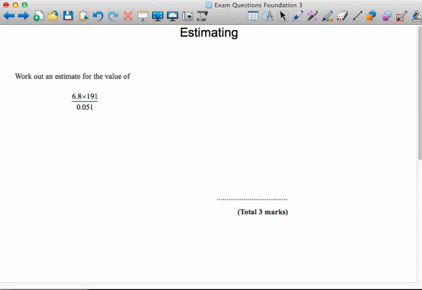Now what you're not expected to do here is long multiplication or long division. What we do is we find each of these numbers to one significant figure first. So if I write these to one significant figure, 6.8 becomes 7, 191 becomes 200. So with one significant figure, I can only have one non-zero figure, and then to keep the size right, I use zeros to fill it up to 200.